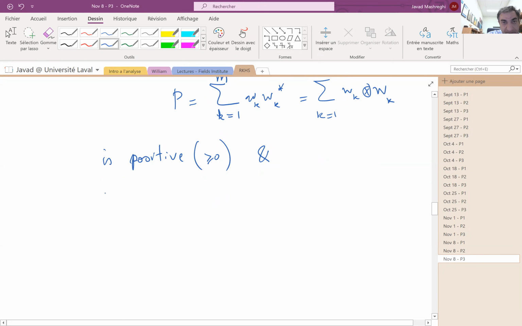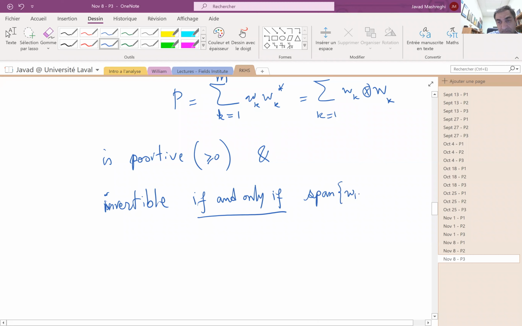The new part is here. Again, the fact that this is positive is immediate because every component here is positive. It is invertible if and only if the span of these vectors is the whole space.